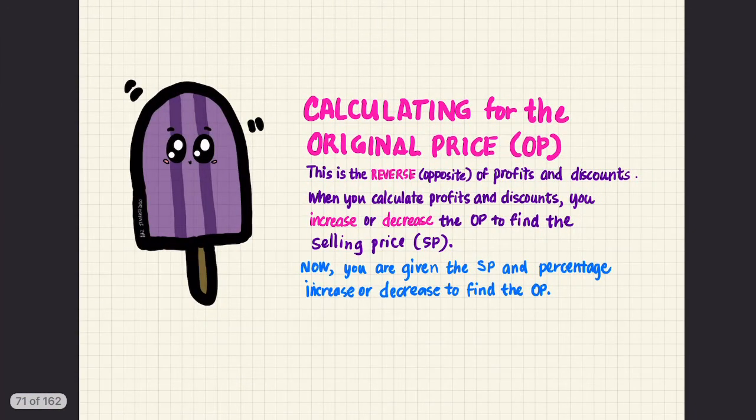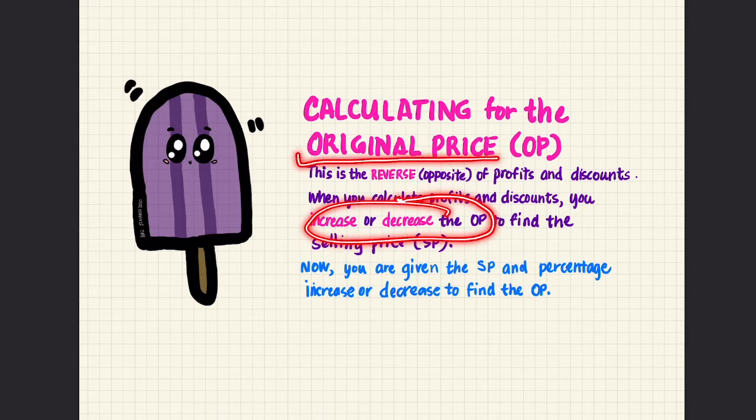So calculating for the original price is like the reverse, or the opposite, of calculating for profits and discount. When you calculate for profits and discount, you increase or decrease the OP, the original price, to find the selling price, SP. Now that you're given the selling price and percentage increase or decrease, what we're interested in is looking for the original price.